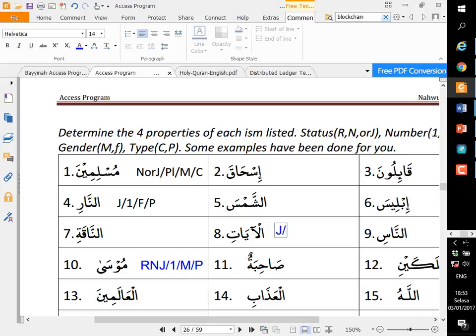Al-ayati, the number? Plural. It is singular, right? What is singular? Ayatun, ayatan, ayatin, ayatu, ayata, ayati. So the original word is ayati, ayata, ayatu. Same, right? So it's singular. Okay.